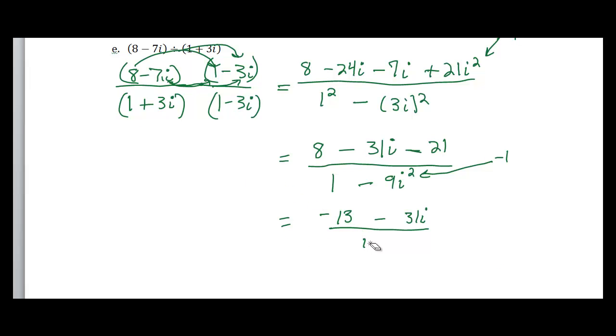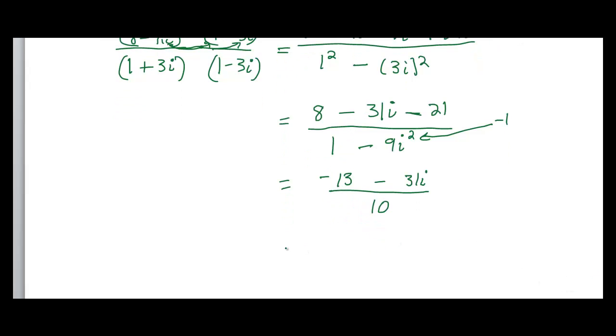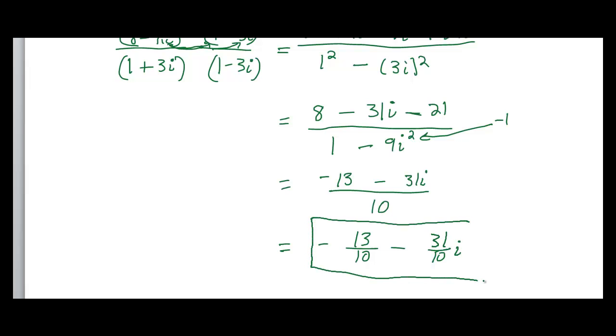All right, and this 1 plus 9, right, since i squared is negative 1, and this is a negative 9, I get a positive 9, and if I add 1 to that, I get a positive 10. And so in a plus bi form, I'm going to have a negative 13 over 10 minus 31 over 10 times i. And this concludes our study of the complex numbers.